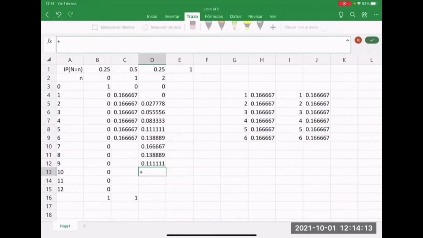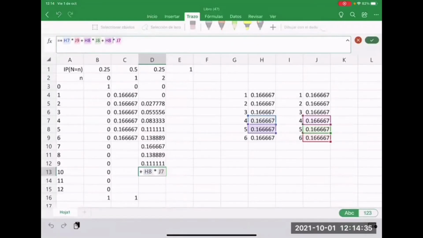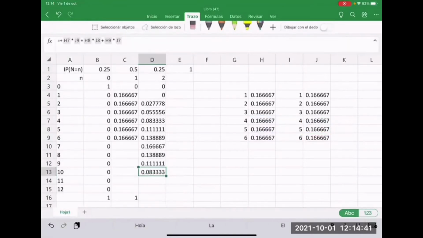So in order to get a 10, what do we do? Okay, we can go first 4 and then 6, or first 5 and then 5, or first 6 and then 4. Because in here I should have H9, I think, there. So of course the number was correct, but that was just because I have 1/6 for all of the results in the support. However, I definitely needed to use the correct reference.